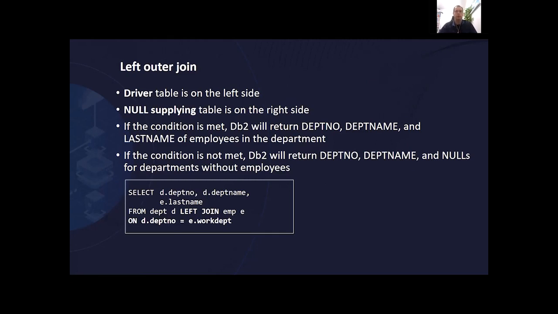So left outer join. The driver table is on the left side, and the null supplying table is on the right side. If the condition is met, DB2 will return the data from both tables. If the condition is not met, DB2 will supply the null values from the right table. So in our case, the department table is on the left, the employee table is on the right.